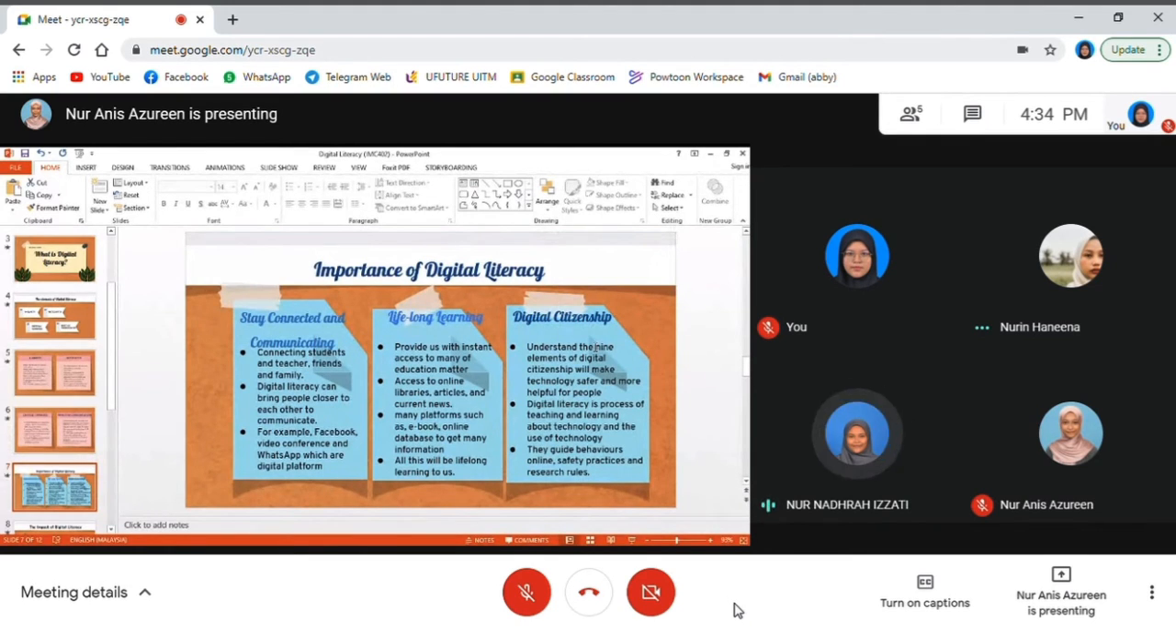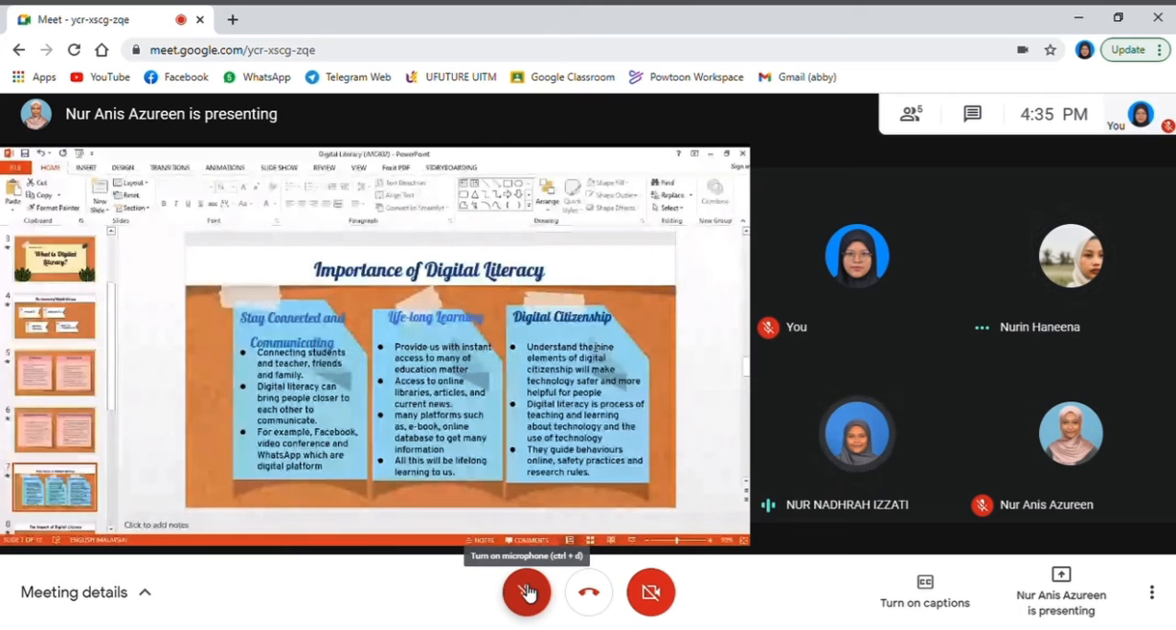Firstly, staying connected and communicating. We can connect students and teachers, friends and family. Secondly, digital literacy can bring people closer to each other for communication. For example, Facebook, video conference, and WhatsApp, which are digital platforms. Thirdly, lifelong learning. Digital literacy can provide us with instant access to much educational material, access to online libraries, articles, and current news. Many platforms such as e-books and online databases give us a lot of information. All this will be lifelong learning for us.